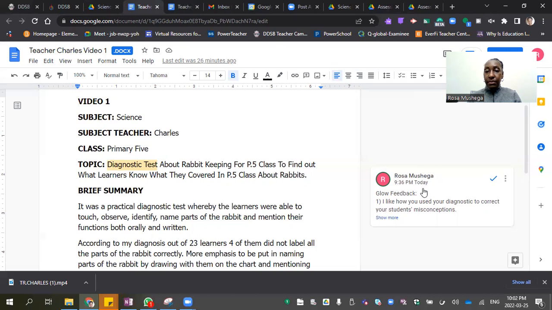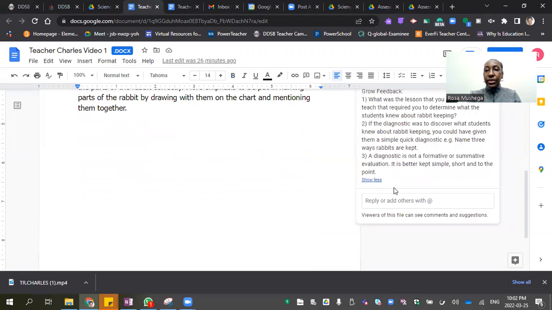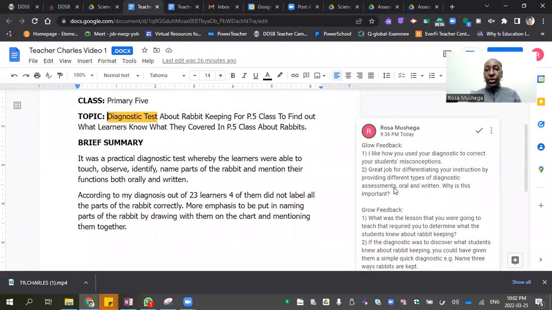So this is the feedback that I gave Teacher Charles. I started with glows, which were the things that I felt he did really well in this diagnostic. One, I like how he used the diagnostic to correct the students' misconceptions. I like how he differentiated his instruction by providing different types of diagnostic assessments, basically oral and written. It wasn't just a paper and pencil test. It was also an oral test.